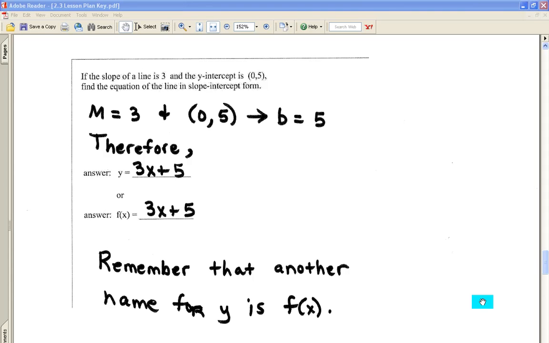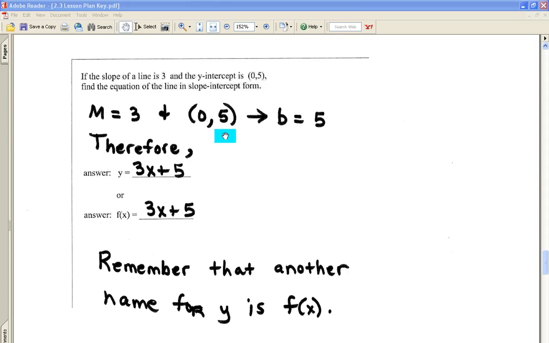Okay, ladies and gentlemen, we are continuing with section 2.3, and in this part of the material, what you're asked to do is to kind of work backwards here. Up to this point, I have given you equations of lines and asked you to do something with them, namely graph them. Well, now, notice what you're being asked here. If the slope of the line is 3, so in other words, m is 3, and the y-intercept of the line is the ordered pair 0, 5.